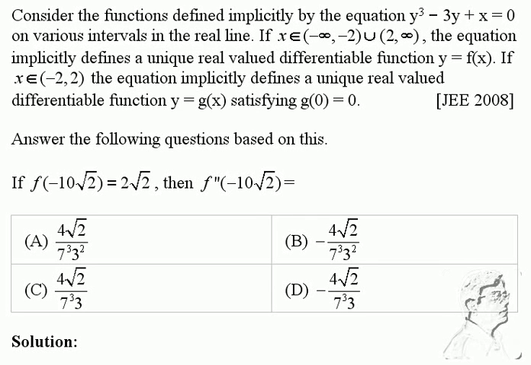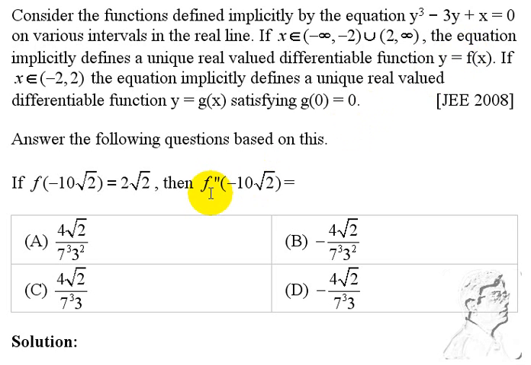This question came in Paper 1, JEE 2008. We have an implicit function y cube minus 3y plus x equal to 0, which behaves as g(x) in minus 2 to 2 and behaves as f(x) otherwise. There are 3 questions based on this. 2 are based on f(x), 1 is based on g(x).